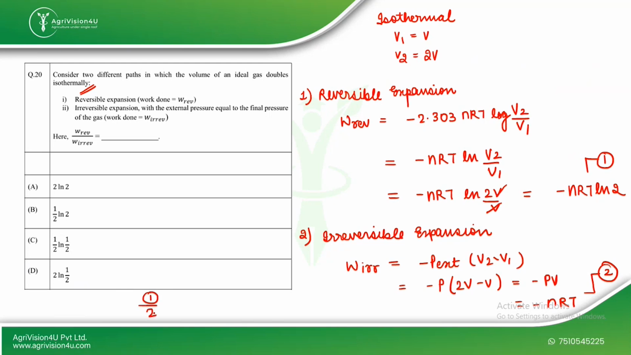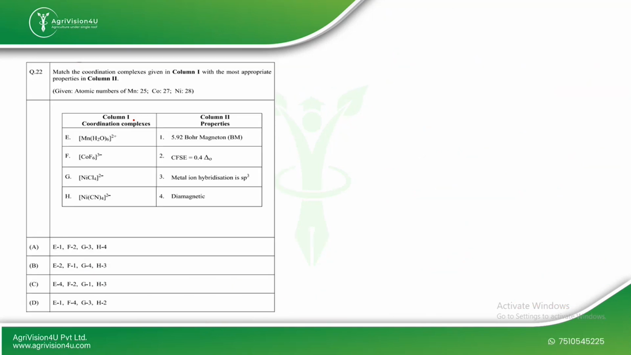Equation 1 divided by equation 2 will be minus nRT ln 2 divided by minus nRT. When I'll do so, everything will cancel out, and we'll just be left with ln 2. So our answer will be ln 2.